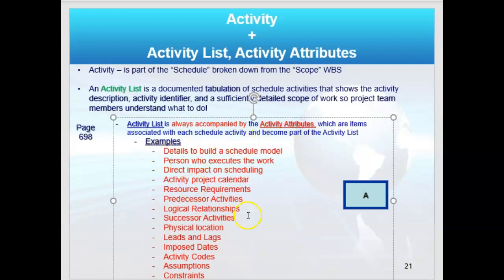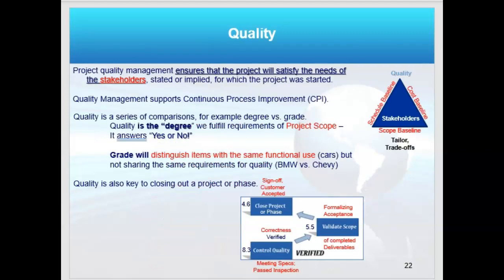These are examples of activity attributes. This box here is an activity. It's also called a node. We will talk about a node later. So this is a node. It's one activity, activity A, and it will have a list of attributes. Kind of like a work breakdown structure has a dictionary with all the details. Well, an activity list, or this activity, has attributes. There's a comparison there, a similarity.